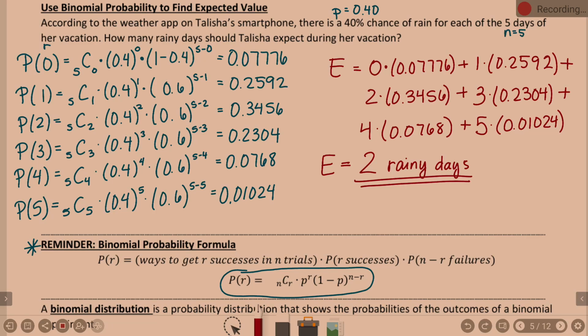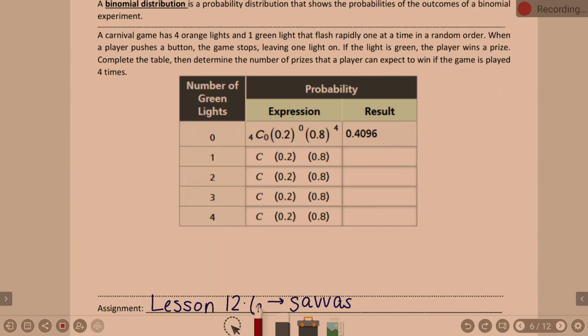Now, this next one, okay? Well, first of all, hello, zoomed in. Yeah, gosh, that's big. Hey, you get the bottom half of the page here. Okay, this next one. A carnival comes with a chart. Just enjoy the chart. A carnival game has 4 orange lights and 1 green light that flash rapidly one at a time in a random order. When a player pushes a button, the game stops, leaving 1 light on. If the light is green, the player wins a prize. Complete the table, then determine the number of prizes a player can expect to win if the game is played 4 times.